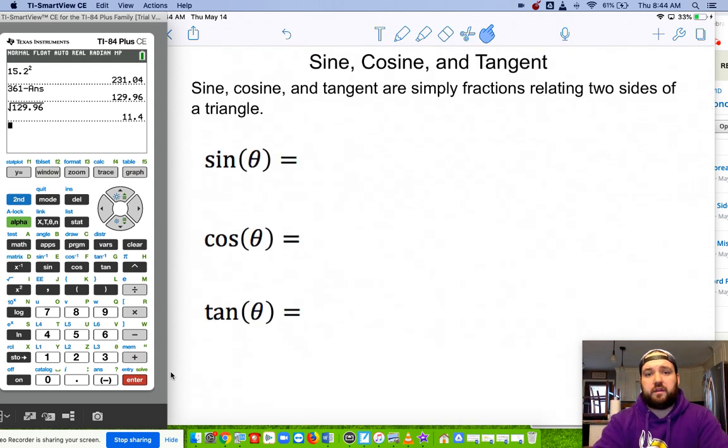Before we get into the new stuff today, let's revisit what sine, cosine, and tangent are. It's not like a number, like pi is 3.14. Sine isn't a set number. Sine is simply defined as a ratio, meaning a fraction, comparing two sides of a triangle. Sine, cosine, and tangent, all three of them are that.